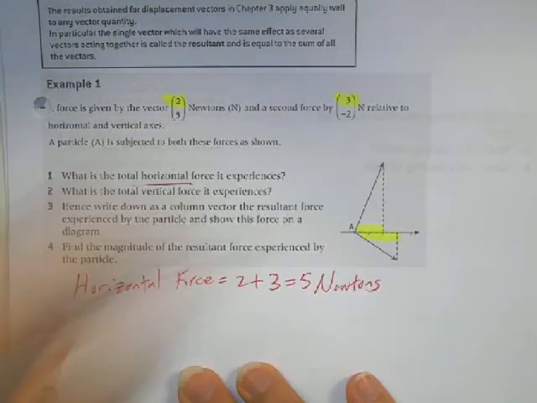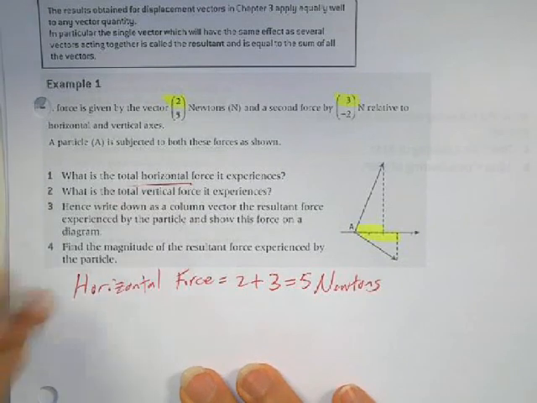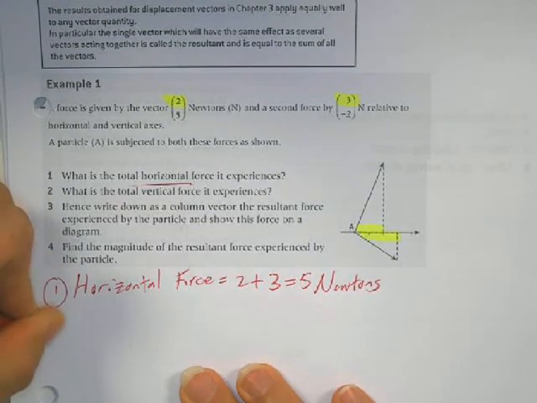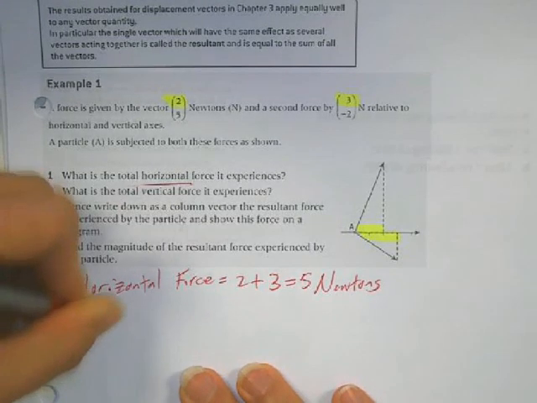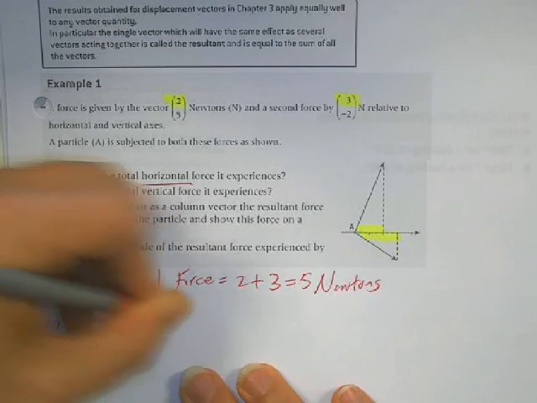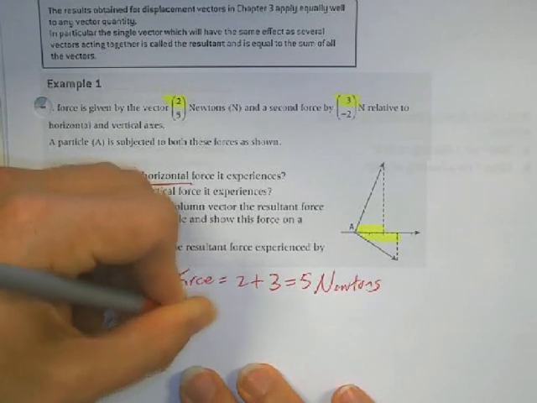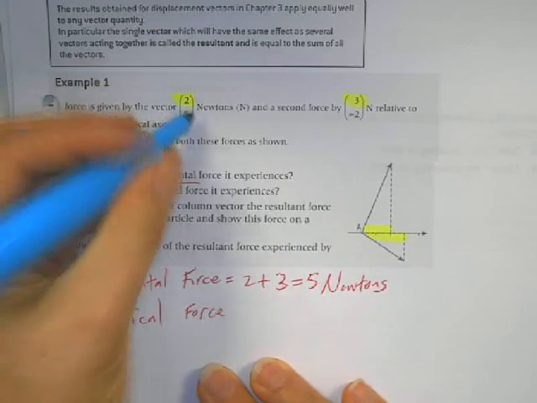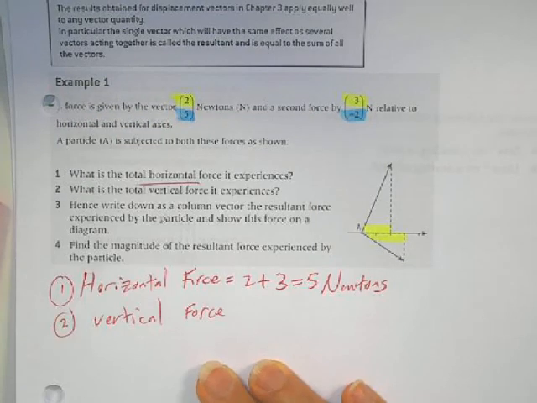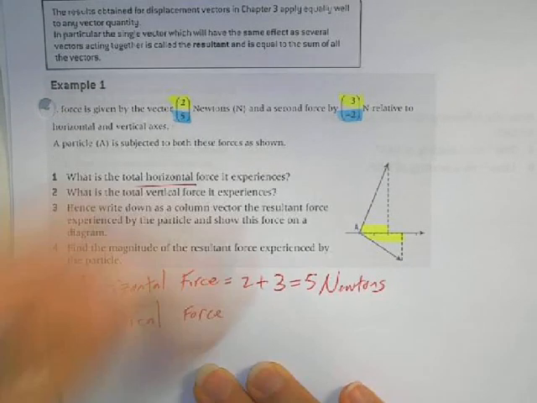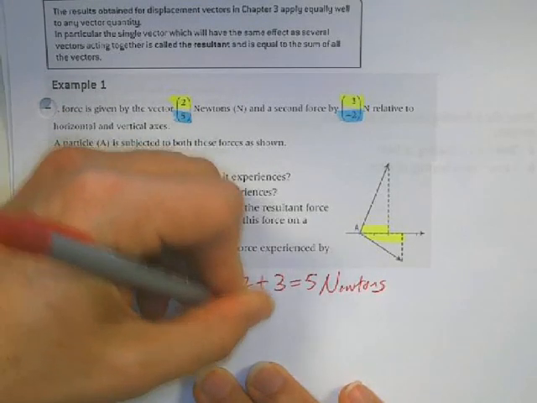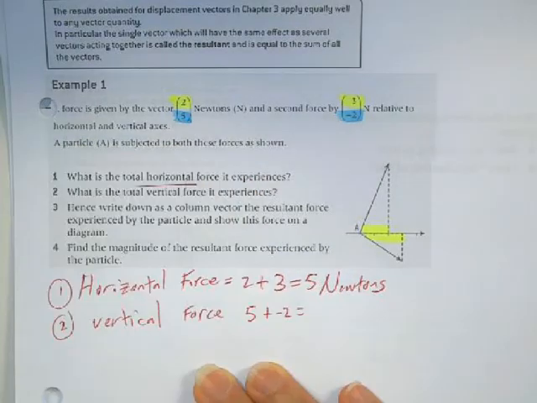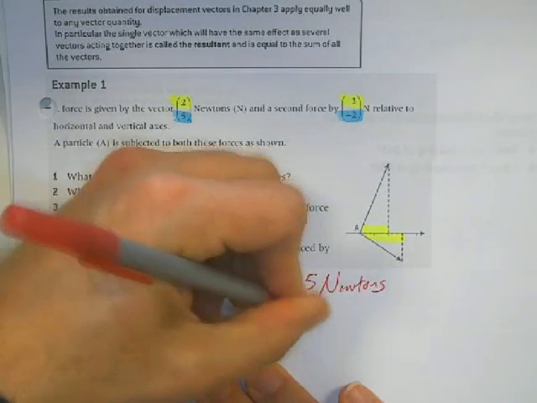Okay. The vertical force is up and down, right? So vertical, the up and down values of my vector are 5 and -2. So we simply do 5 plus -2, and we get 3 newtons.